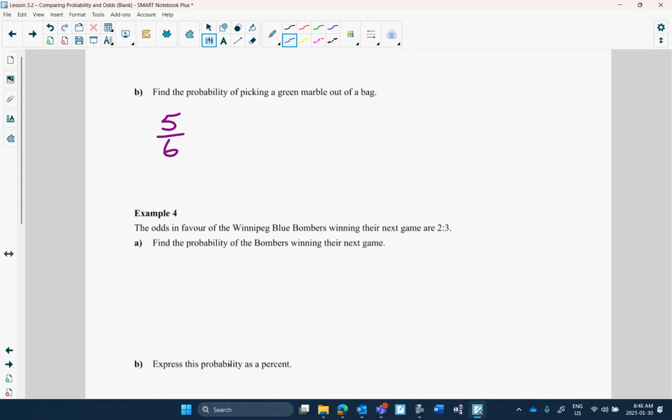Okay? Because it's the odds of green over the odds of green and not green. That's how we get the 6. Because it doesn't make sense to say the probability would be 5 out of 1.